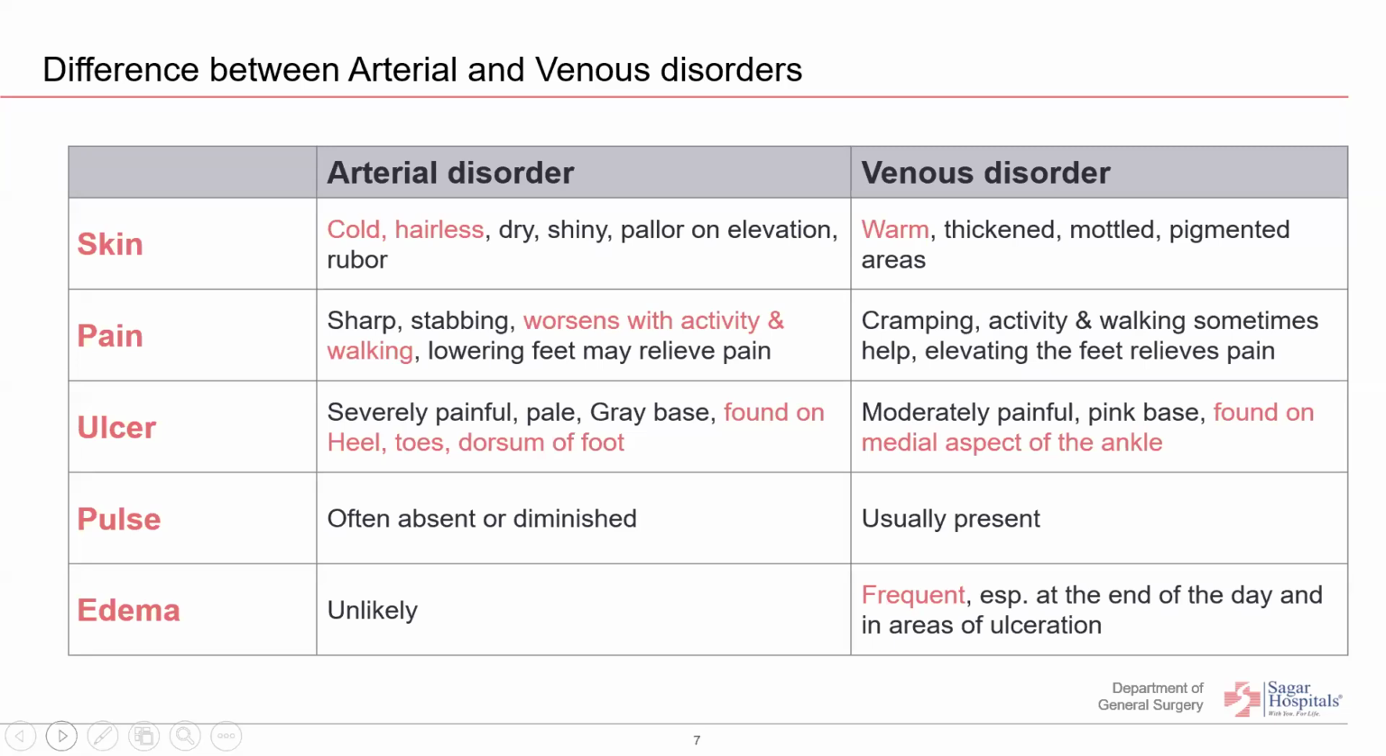And also, the ulcers that we see in arterial disorders are more commonly seen in the heel, toes, and dorsum of the foot. Whereas in venous disorder, we see them over the medial malleolus. And why is it so? Because in a venous disorder, the venous hypertension is more in that gaiter area. Next, it's an obvious thing that in an arterial disorder, pulse will be absent. In venous disorder, it will be present. And edema is something which is more seen in a venous disorder. In arterial disorder it is less likely, unless a secondary infection is there.